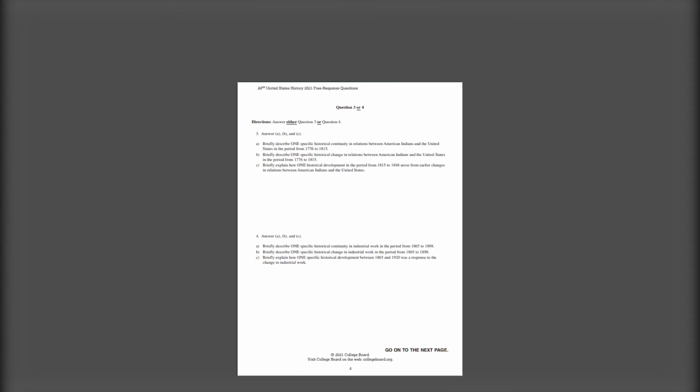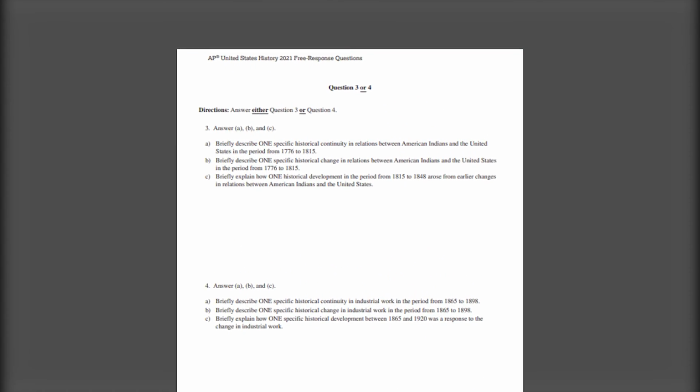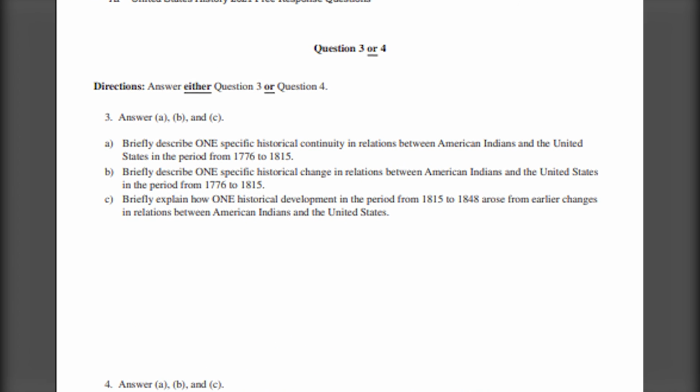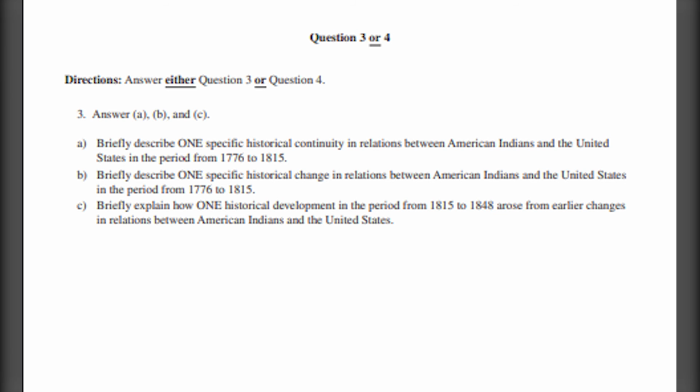Let's take a look at an SAQ prompt. In this case, you've already answered question 1 and 2. You now get the choice to answer question 3 or 4. 3, for example, covers both period 3 and period 4. In 3A, the prompt asks, briefly describe one specific historical continuity in relations between American Indians and the United States in the period from 1776 to 1815.